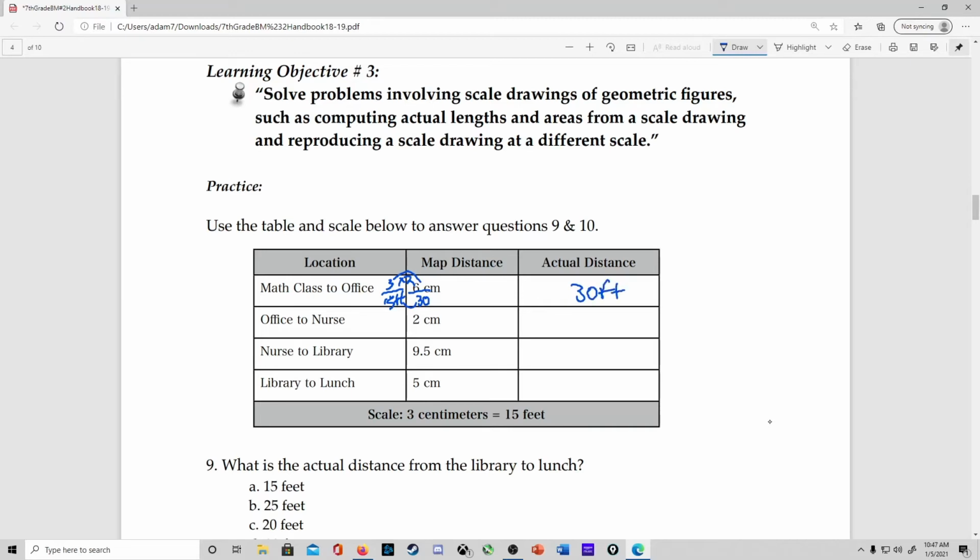Okay, and 2 centimeters is going to be what? So if we know 3 is 15 again, and 2 is some value, well, this isn't an easy conversion. So then we'll do it the other way. 2 times 15 is 30, divided by 3 is 10. So this is going to be 10 feet.